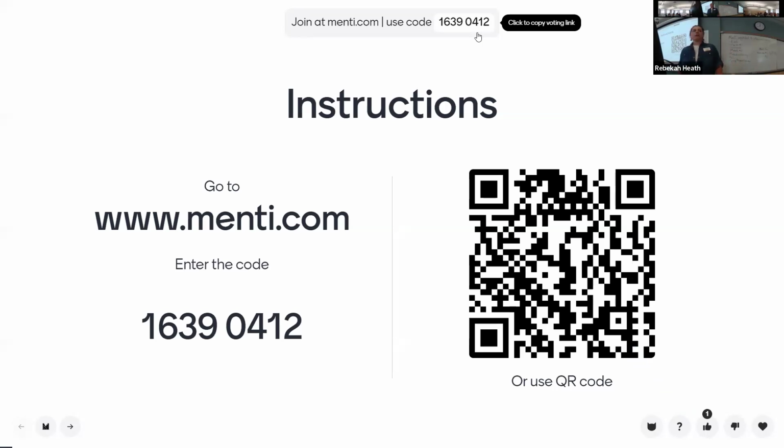All right, if you haven't already, go ahead and log into the Menti. You can either scan the QR code or go to menti.com and put in that code. If you've logged into the Menti, go ahead and give me a reaction. Let me know you're in. I like the different color hearts. I'll wait for just a minute, make sure everybody gets in.